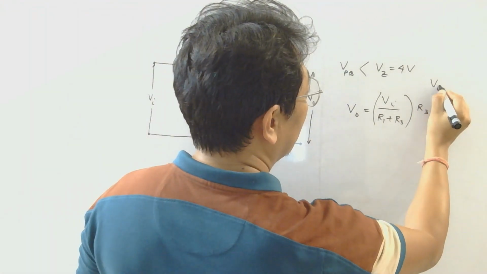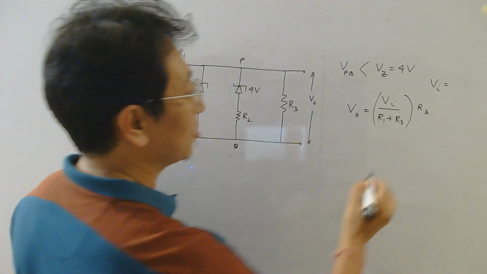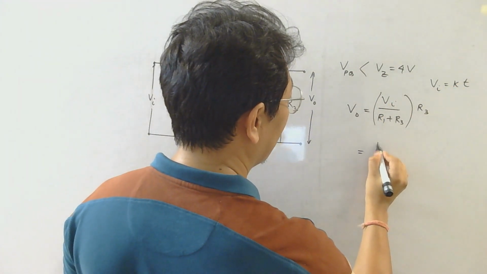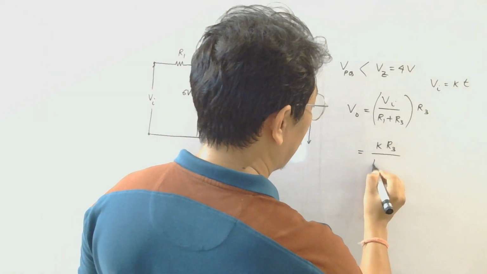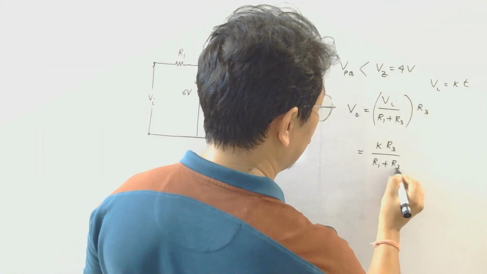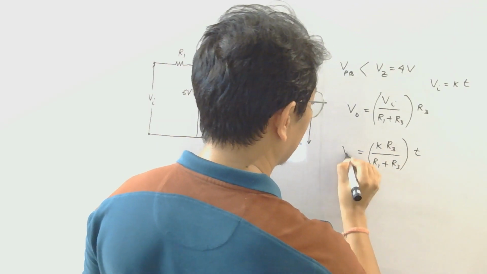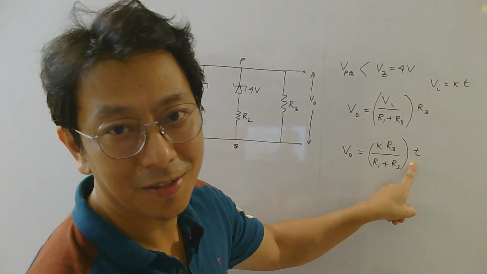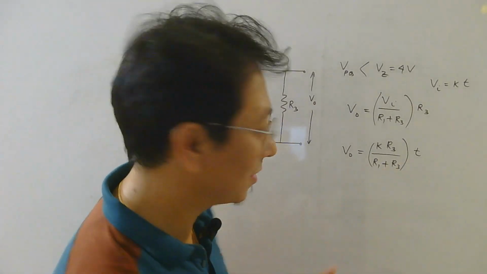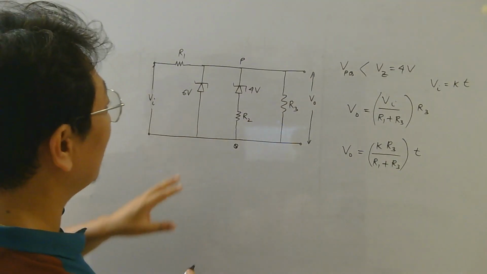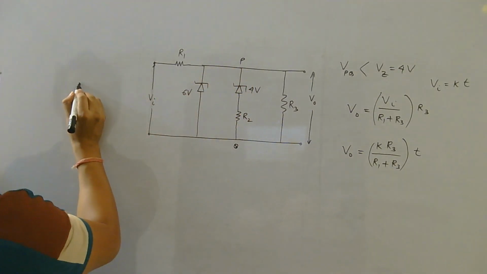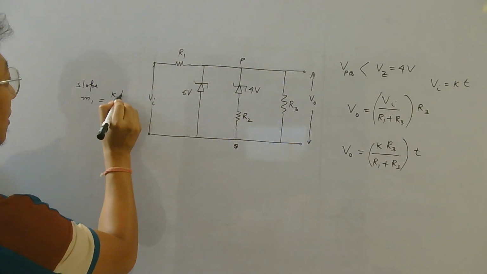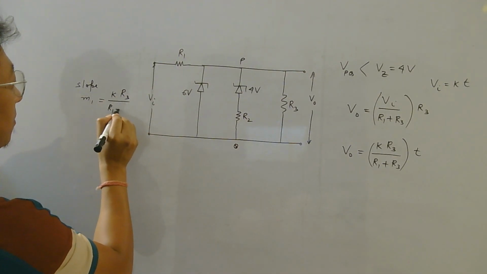And they told us input voltage varies linearly with time, so it will be equal to some constant into time. If you substitute this here, you will get K R3 by R1 plus R3 times T. So you can see this is the slope of your voltage versus time graph. This equation is like y equals mx. So try to remember that when these diodes are off, the slope, let me call it m1, equals K R3 by R1 plus R3.